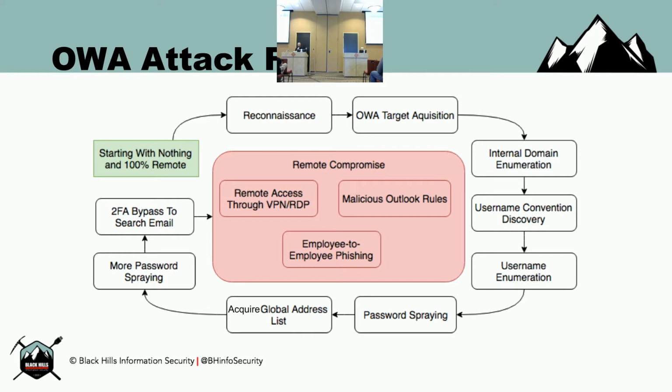Then, finding an OWA server on the target domain is typically pretty easy. Most of the time it's webmail or mail or whatever.